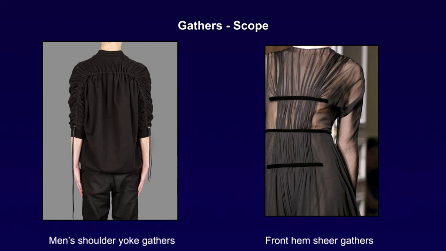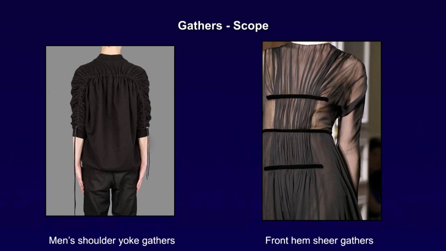The picture here shows men's shoulder yoke gathers. In this case, gathers have been achieved by the usage of a drawstring passed through a loop made in the fabric. The picture here shows gathers made with very sheer fabric.